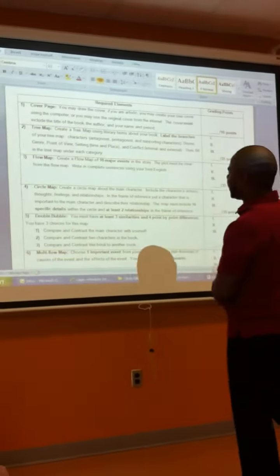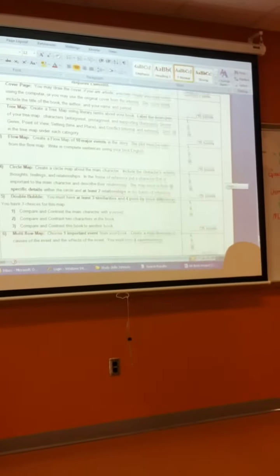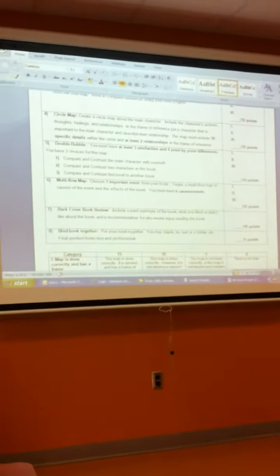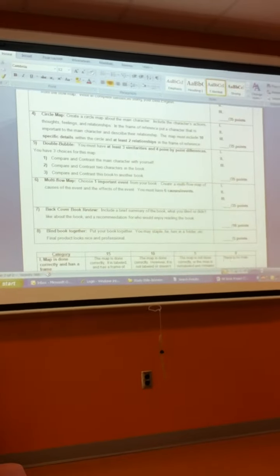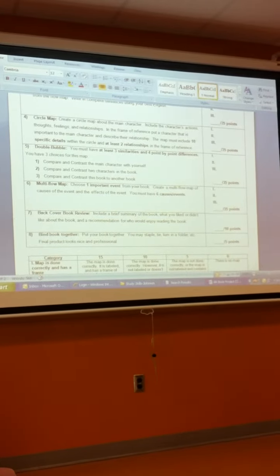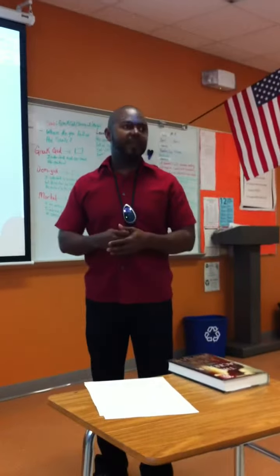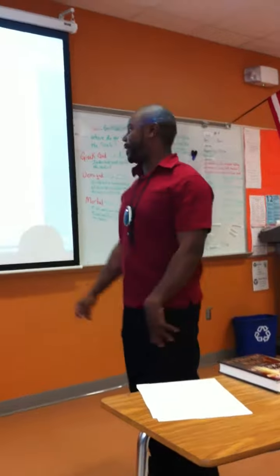Scroll down, please. Then we're going to look at the multi-flow map, okay? Choose one important event from the book, create a multi-flow event that causes the effect and other things to spiral out of control. Similar to the domino effect, okay? If you knock over one domino, what happens to the other dominoes? They all fall. They all fall down, okay?